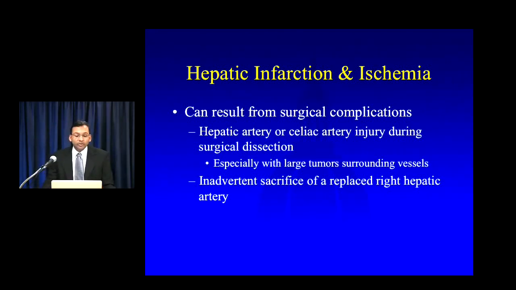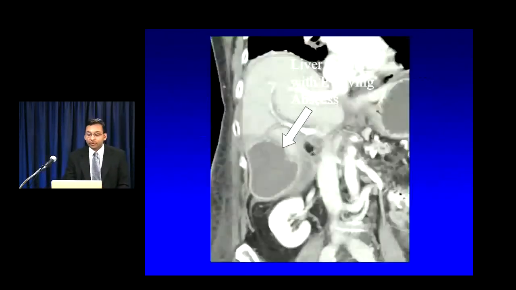Now, one situation where I've seen this happen, actually the most common situation where I've seen this happen, is where the presence of a replaced or accessory right hepatic artery wasn't noted on the preoperative scan, wasn't noted at surgery, it was inadvertently sacrificed during the procedure, and the patient ends up with a right hepatic lobe infarct.